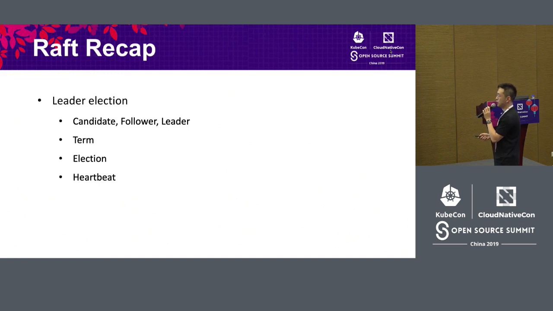So term, what is a term? A term is basically a logical clock in Raft. At the start of each term, there is going to be an election. Each node can vote for one node in a given term. When a node gets a majority of the votes, remember the quorum we talked about? If you get votes from a quorum, then you become the leader. So you can have at most one leader in a term.